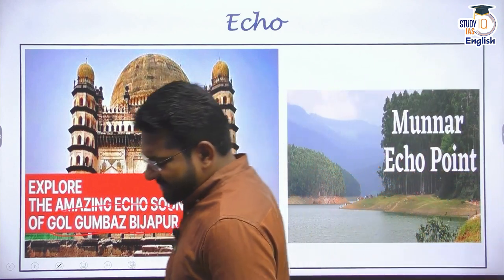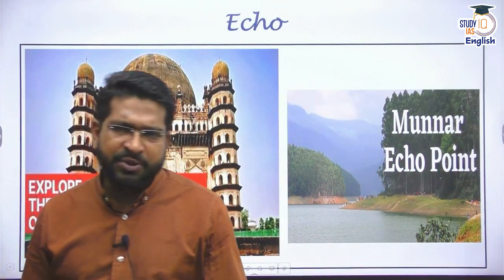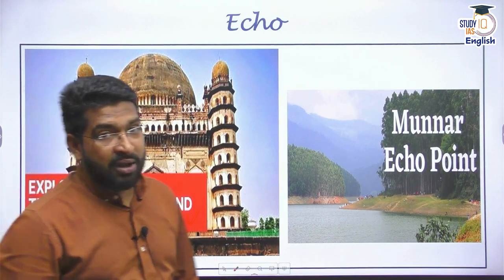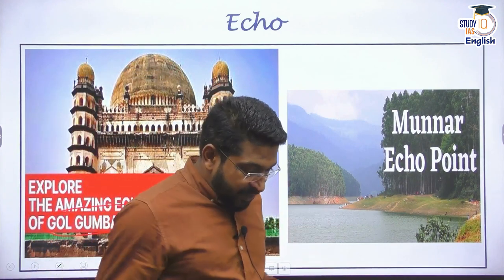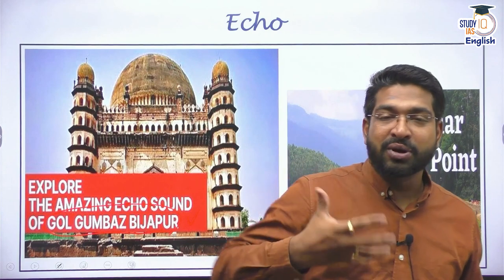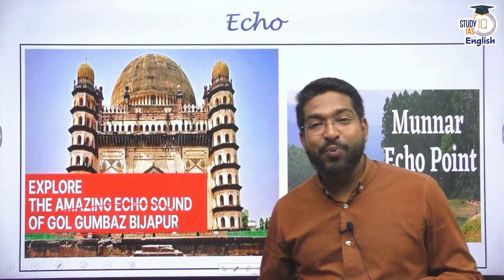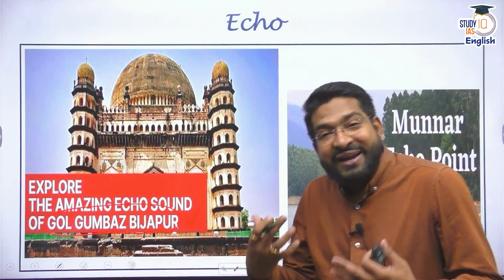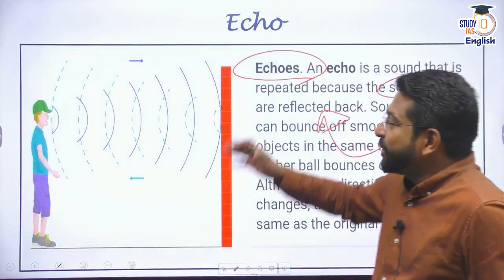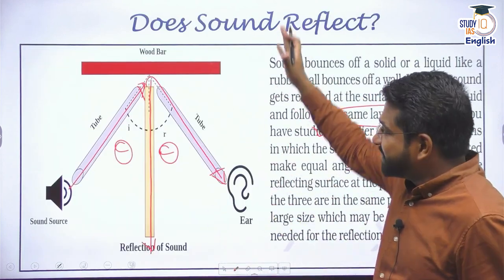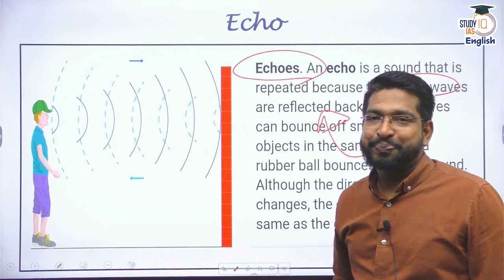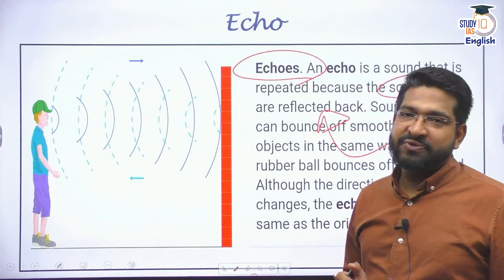There is also a place in Kerala, right? I'm quite sure many people know about this. In Kerala, there is an echo point in Munnar. You make a sound, and the sound is echoed multiple times at this echo point. Why? Because sound is being reflected. So does sound reflect? Of course sound reflects. Because of that, we see echo, the concept of echo.